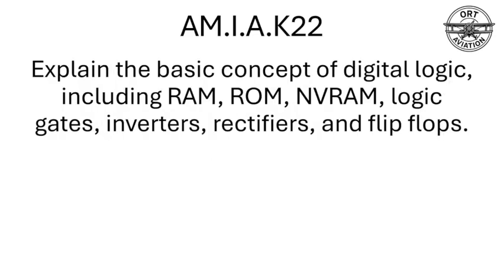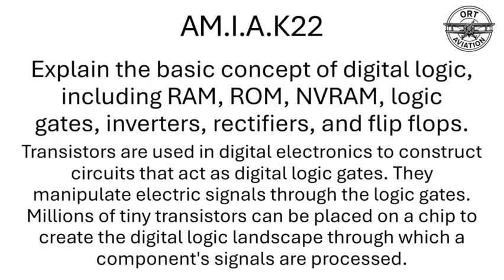Explain the basic concept of digital logic, including RAM, ROM, NVRAM, logic gates, inverters, rectifiers, and flip-flops. Transistors are used in digital electronics to construct circuits that act as digital logic gates. They manipulate electrical signals through the logic gates. Millions of tiny transistors can be placed on a chip to create the digital logic landscape through which a component's signals are processed.